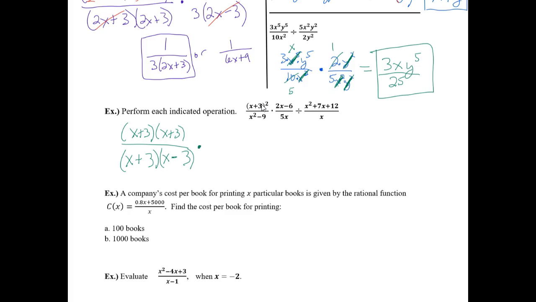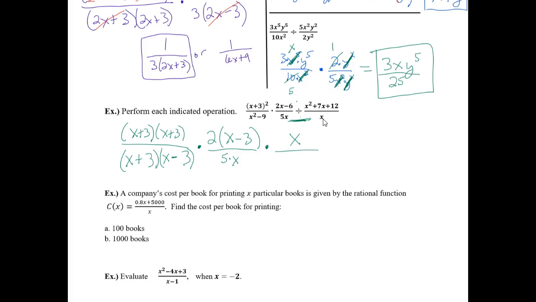times our next rational expression. In the numerator, I can take out a GCF of 2. I would be left with x minus 3. In the denominator, that's already factored. This is 5 times x. And then I'm going to multiply by the reciprocal, right? This is division. So I copy the first one, I multiply by the reciprocal of the second one. This stays the same, multiply by the reciprocal. So now this is all going to become multiplication.